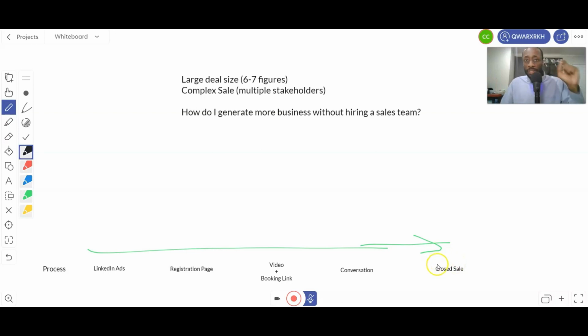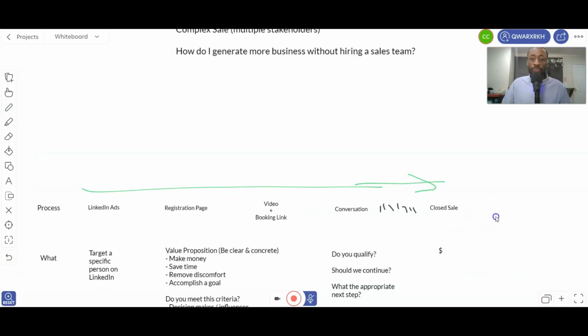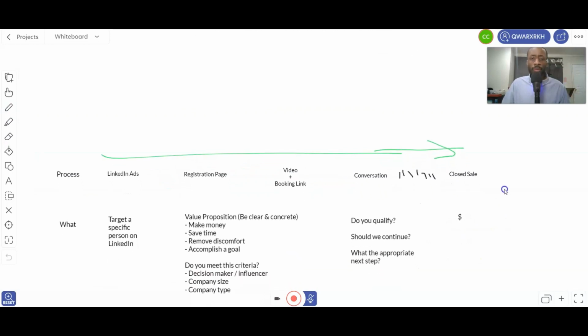Now, a couple things we know here. We know that in this process, the chance that someone's going to become a closed sale from one conversation is not practical. So we know there's some timing that's going to happen in here, and this process needs to reflect that timing. So let's continue. You'll see what I'm describing here. So what are we actually doing here?